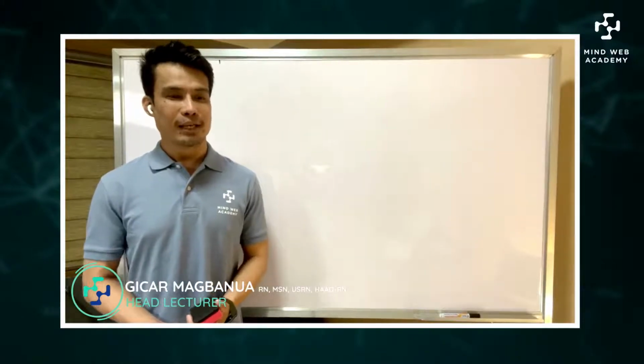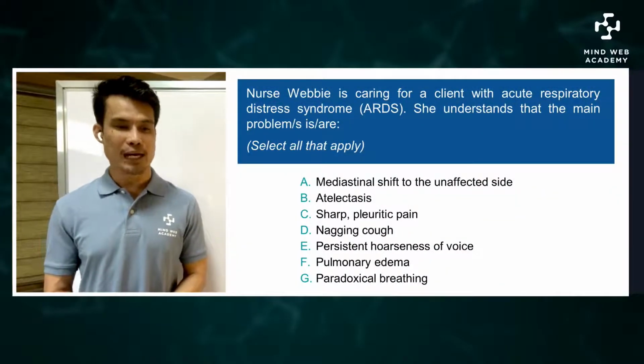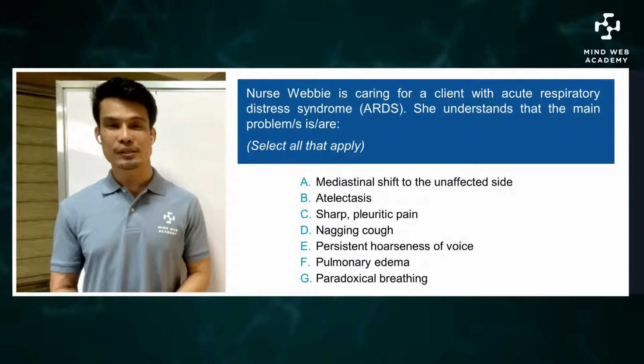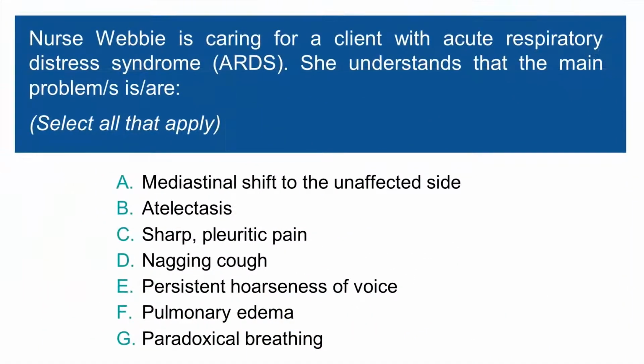Nurse Webby is caring for a client with acute respiratory distress syndrome, or ARDS. She understands that the main problem or problems are, select all that apply. Number 1, mediastinal shift to the unaffected side. Number 2, atelectasis. Number 3, sharp pleuritic pain. Number 4, nagging cough. Number 5, persistent hoarseness of voice. Number 6, pulmonary edema. Is that a manifestation of ARDS? Or number 7, paradoxical breathing.